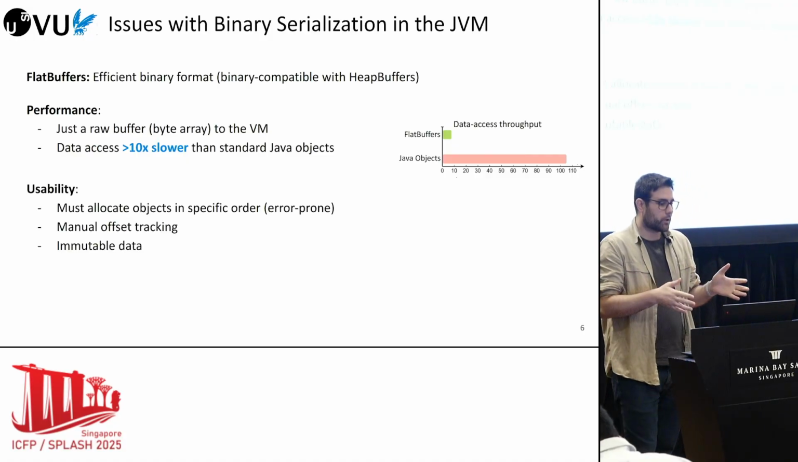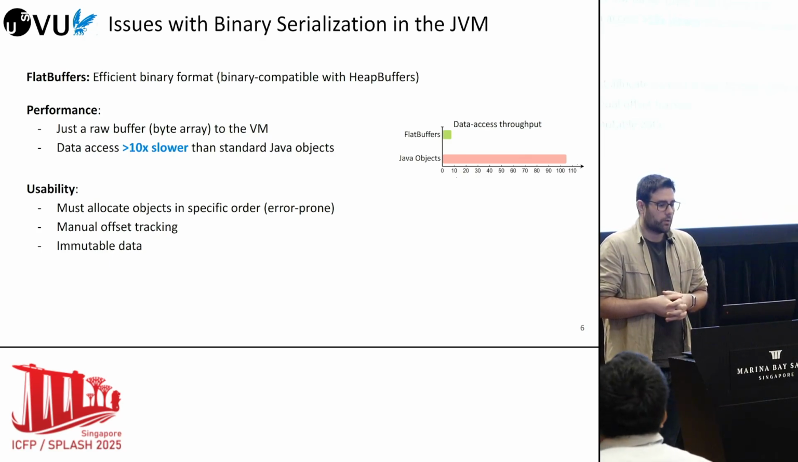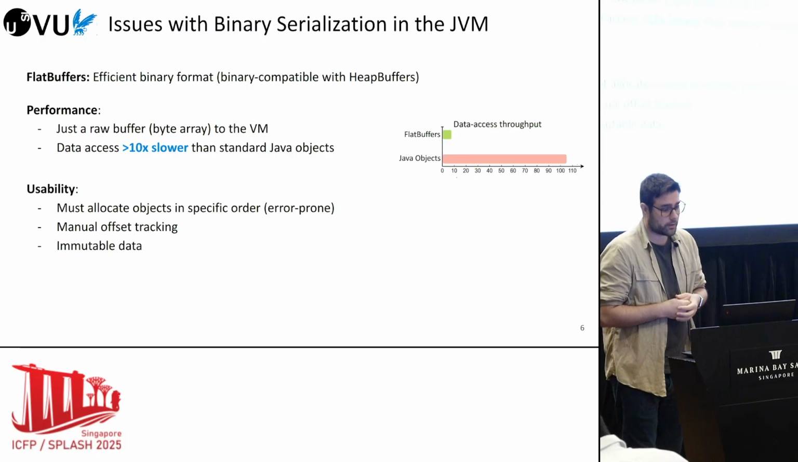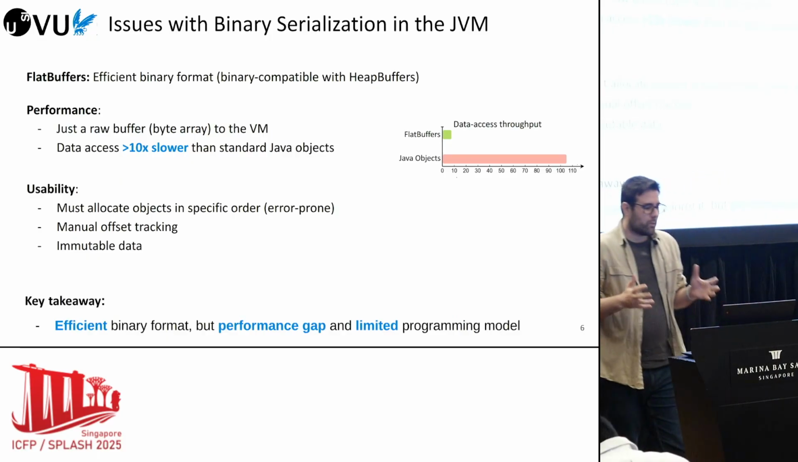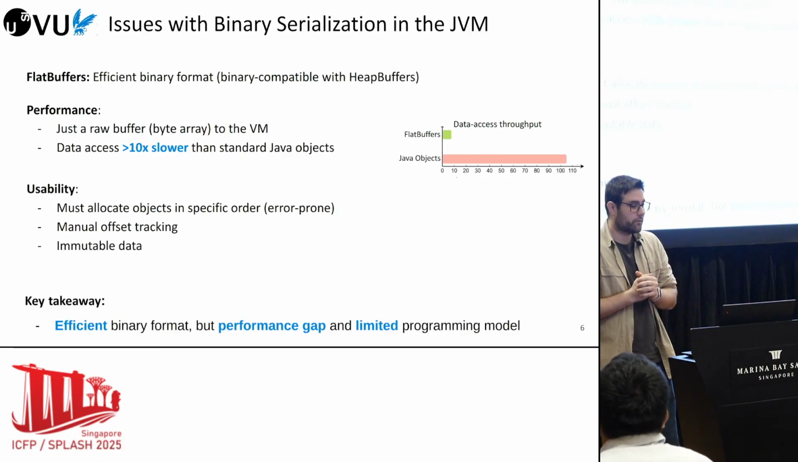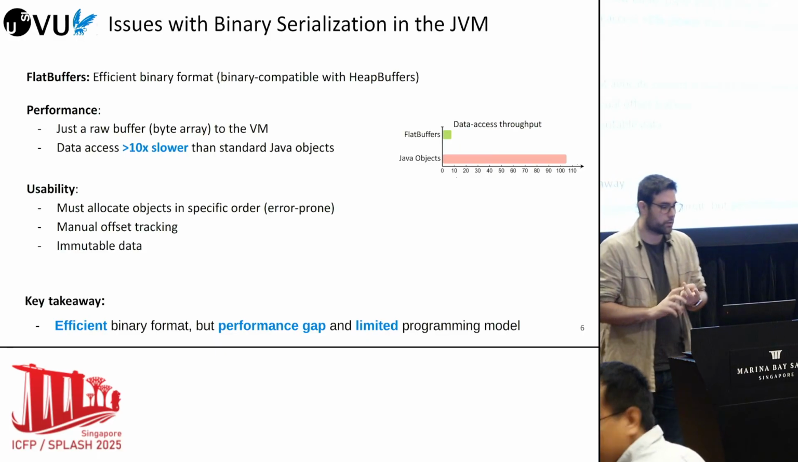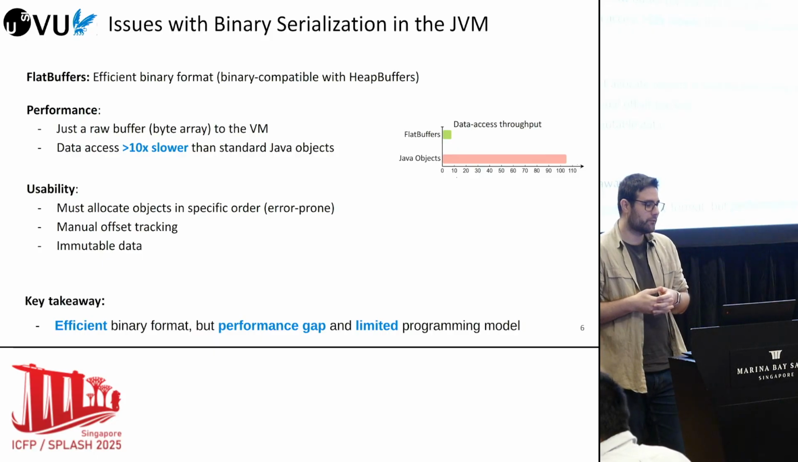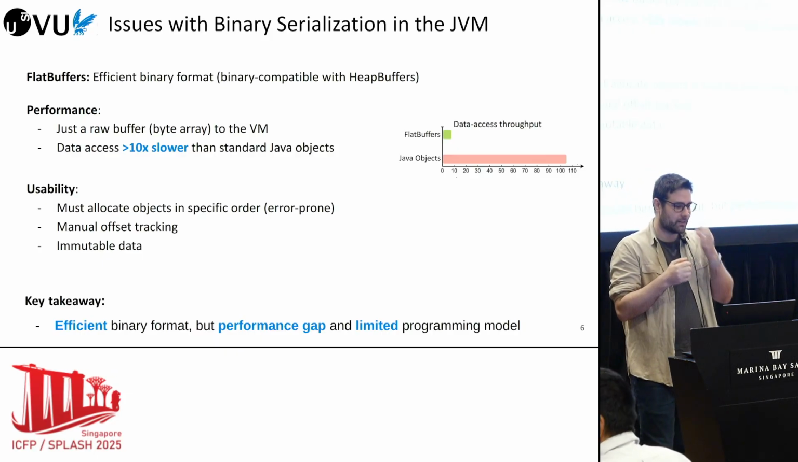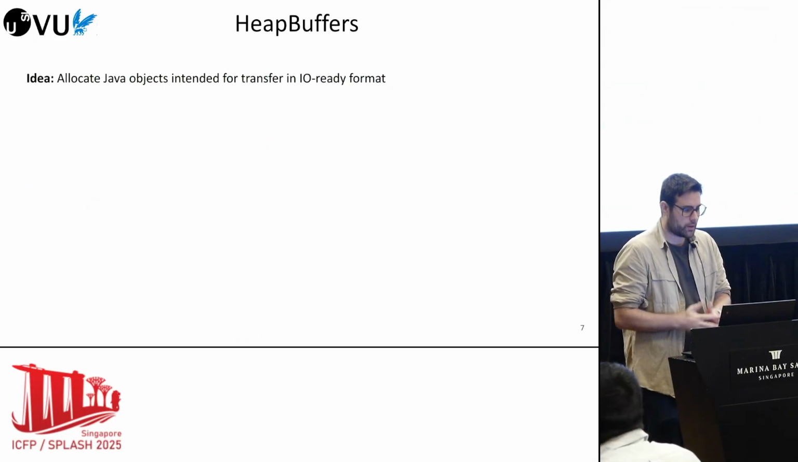Secondly, a less intuitive problem, but also a problem, is limitations in the programming model. With FlatBuffers, developers must manually allocate objects in a specific order, manually track offsets, and deal with immutable data. So overall, while FlatBuffers is a very efficient binary format, there is still a gap in terms of performance and programmability, and those are two things that we address with HeapBuffers. As I mentioned, we are binary compatible with FlatBuffers, so we would inherit these problems, and we address this with our library. So what is HeapBuffers?